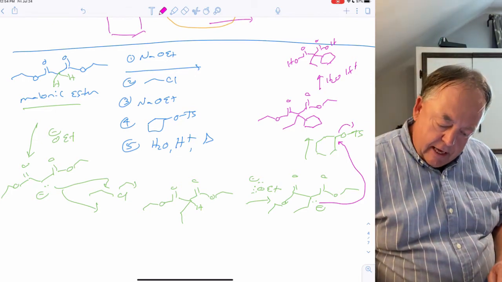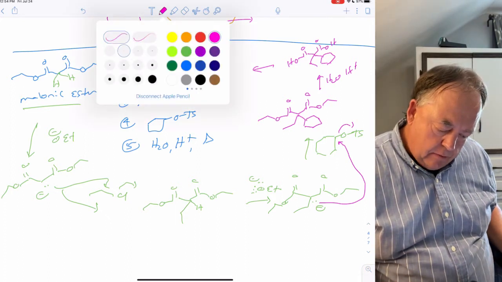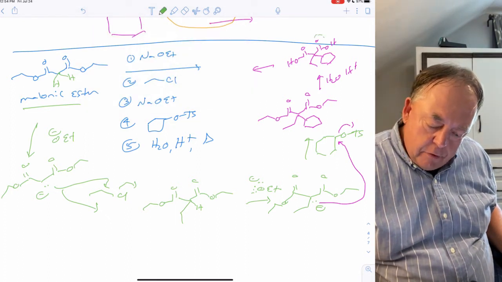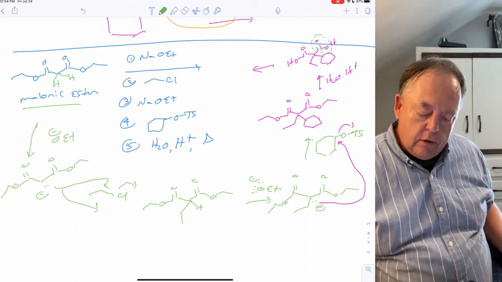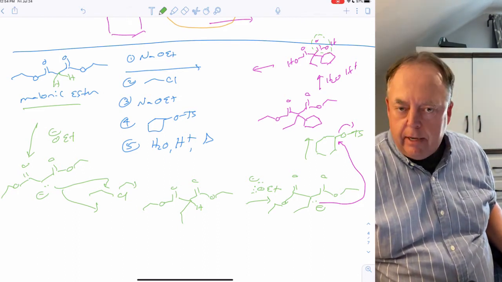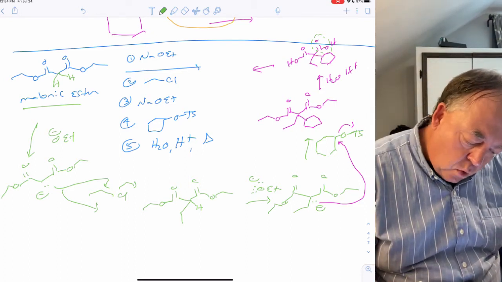And now if you heat that, you have a beta diacid, and so you can decarboxylate one of them, not both. Because once you lose one, then the other carboxylic acid is no longer beta to a carbonyl, so it can't decarboxylate. So you'd only decarboxylate one of them.